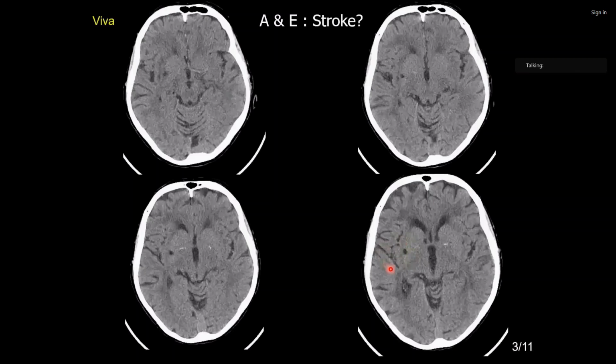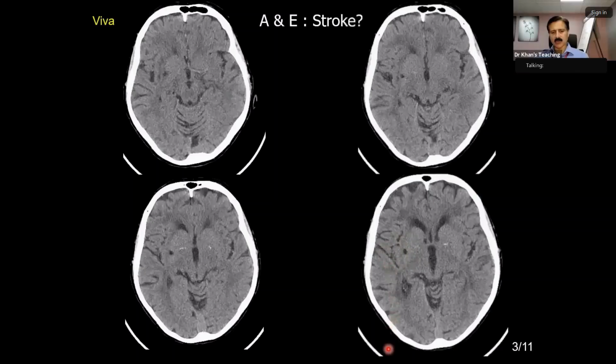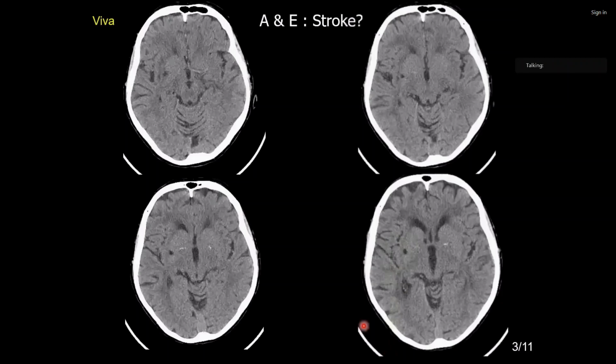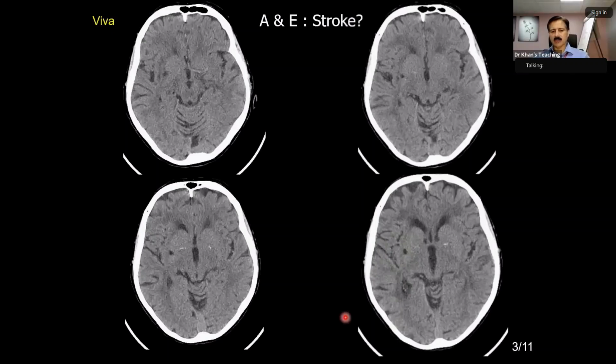Can it be anything else? Could be Virchow-Robin space. Virchow-Robin space, very good. How will you differentiate between the two? Diffusion and FLAIR. Say again. Diffusion weighted images and FLAIR by MRI. By MRI. Okay, very good.